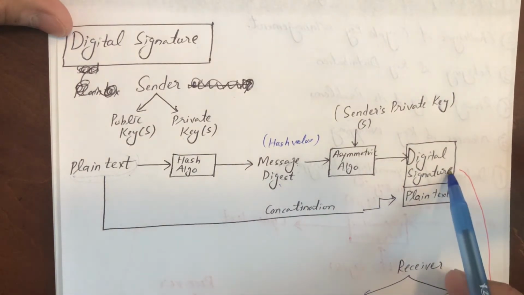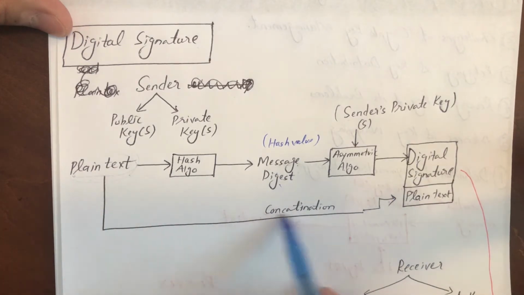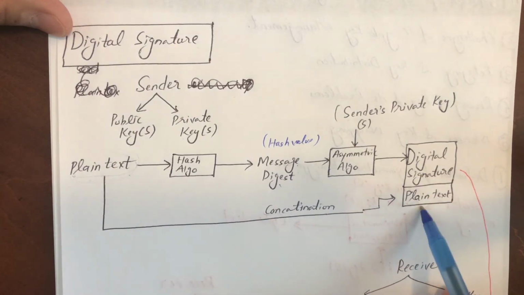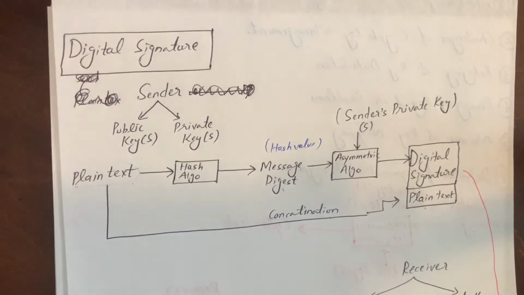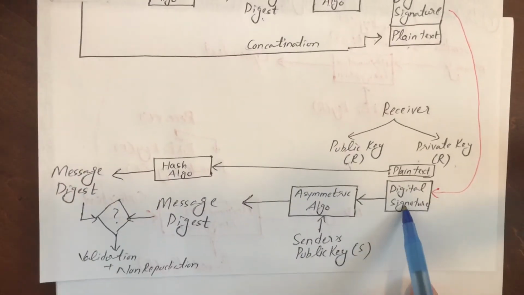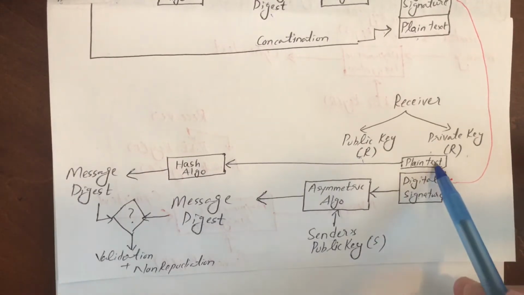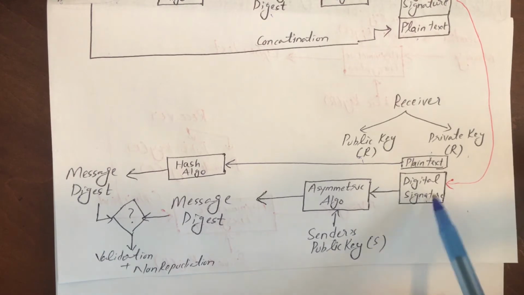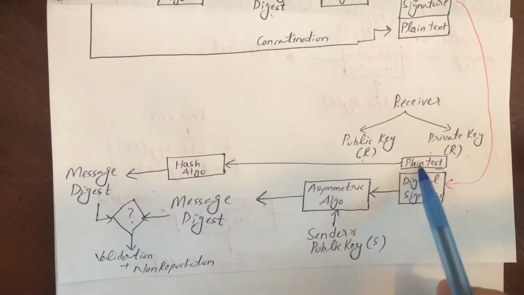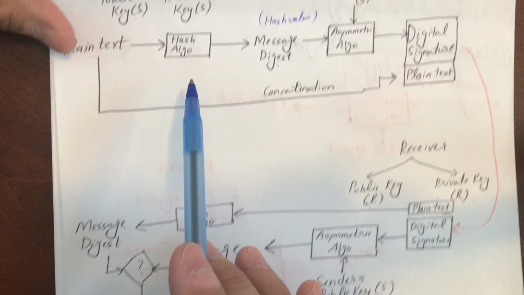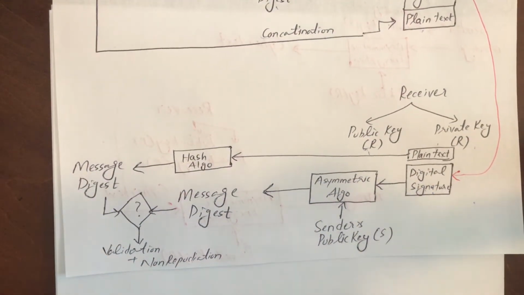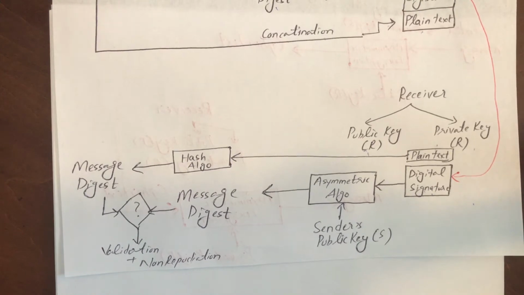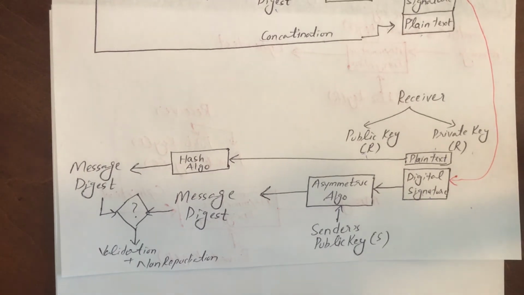Now we will concatenate the plain text with the digital signature. As I told you, we are not assuming any encryption; we are assuming that nobody is sniffing the conversation. Next, when receiver receives it, receiver will detach the plain text from the digital signature. For the plain text, receiver will use the same hash algorithm and calculate the message digest, just to see whether it has been modified or altered.